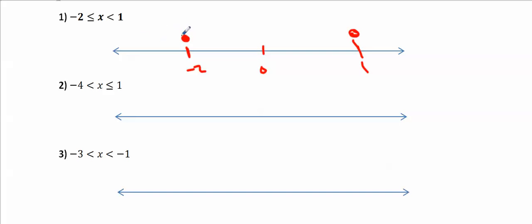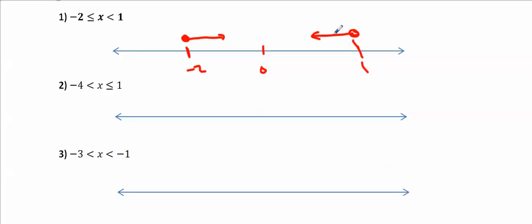At -2, if I plug in 0 here, is 0 greater than or equal to -2? And the answer is yes. So check your 0. Is 0 greater than -2? So that solution goes toward 0. Now if I plug in 0, is it less than 1? Yes it is. So my solution goes toward 0 again.